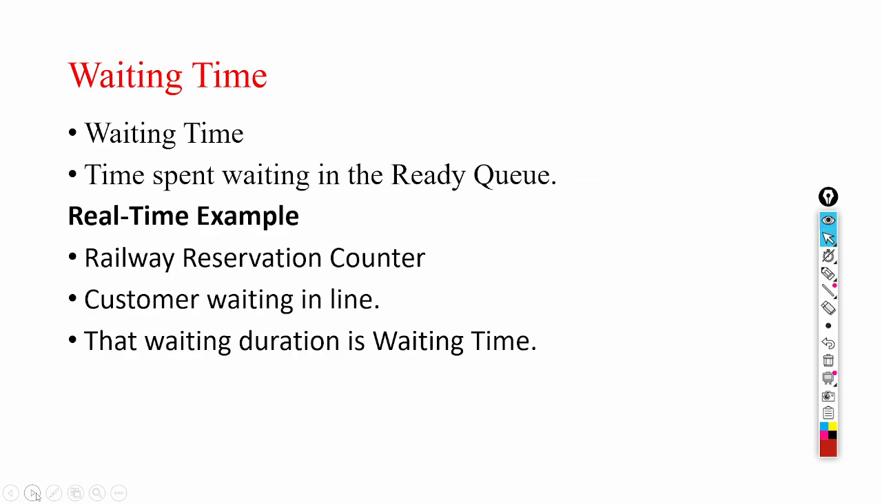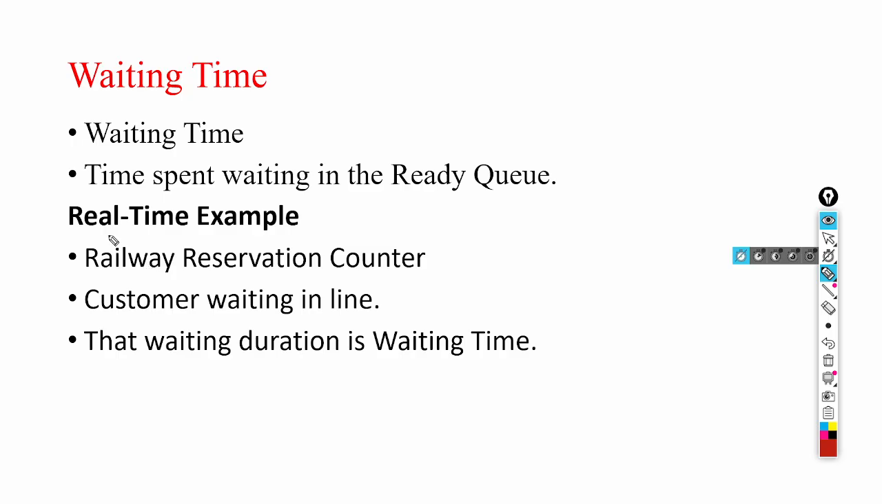Next one is waiting time. Waiting time refers to the amount of time the process spends waiting in the ready queue, before it gets access to the CPU. The process is ready to execute but cannot execute because another process is currently using the CPU. Waiting time is the time spent waiting in the ready queue.